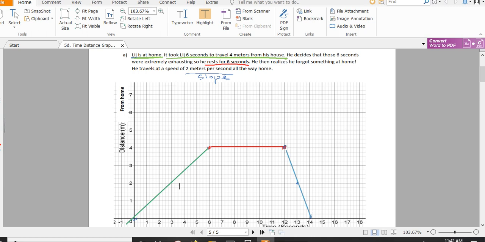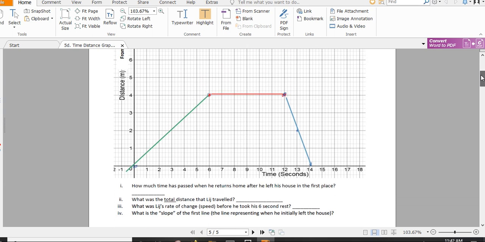Okay, so this distance time graph represents this scenario that Lij went through. So Lij is at home. He takes 6 seconds to travel 4 meters from his house. He then decides to rest for another 6 seconds. So he does not go anywhere for 6 seconds. And then he heads home at 2 meters per second. 2 meters, 1 second, 2 meters, 1 second. Done. Okay?